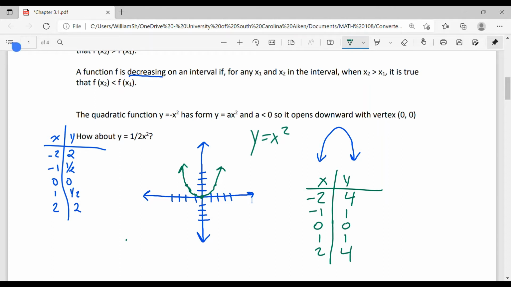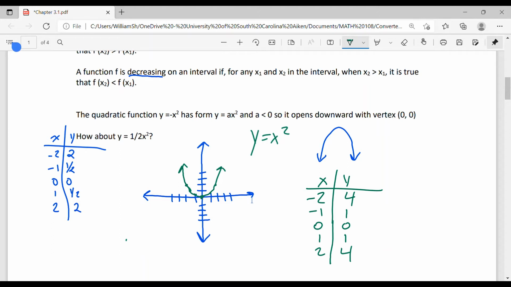So if you look at any of these points around it, this one only goes up to a half. This one jumps up to 1. The 2 here only jumps up to 2. This one jumps up to 4. So your regular graph of x squared increases a lot quicker. This one increases slower. So that fraction slows that graph down. You still are concave up, right? And you have a minimum here. It opens upward, but it does so at a slower rate, so to speak.